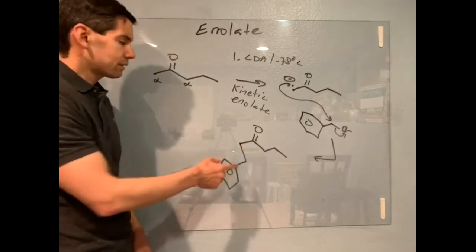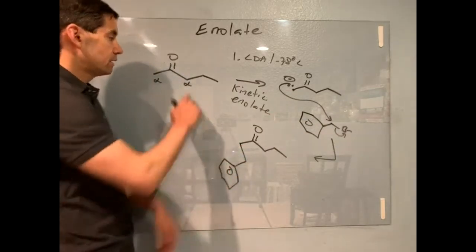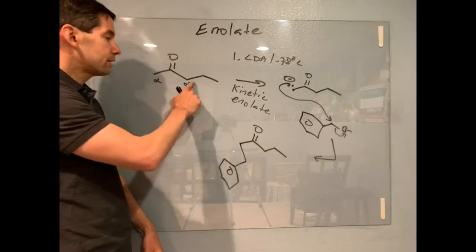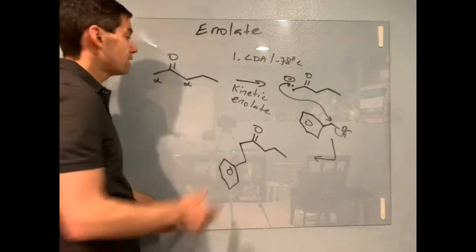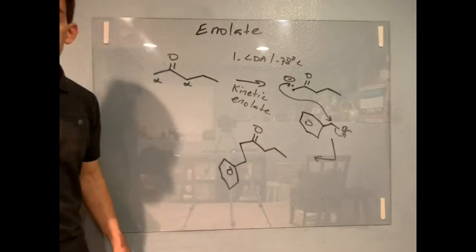But you're like, well, I don't really want the group on this side. I want it on this right side here. I want to put it on this one. Can we do that? We can now. We know a way of doing that, right? We'll go through making our thermodynamic enolate. So let's look at that.